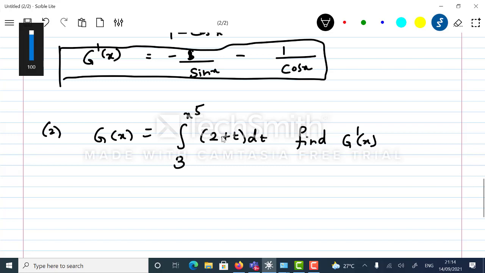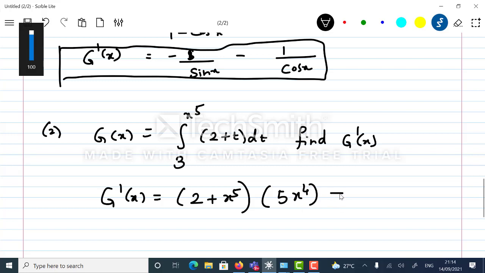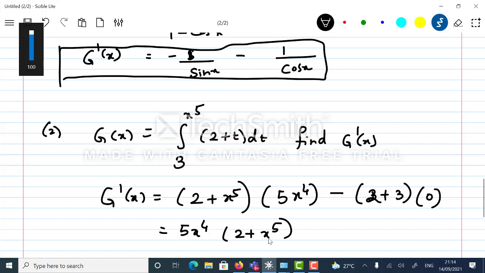So you can see this is continuous, 2 plus t being a polynomial, it is continuous. 3 is a constant function, differentiable. x to the power 5 is a polynomial, it is differentiable. So g dash x is straight away 2 plus this x to the power 5, instead of t, then dy dx of x to the power 5 is 5x to the power 4, minus 2 plus t, instead of t we will write 3, into derivative of 3, which is 0. So the answer is 5x to the power 4 times 2 plus x to the power 5.